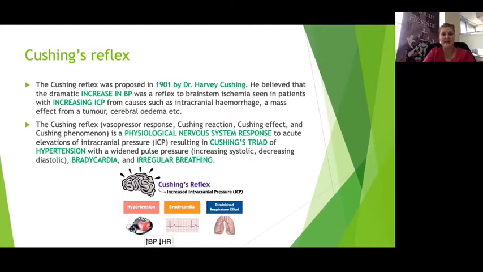It unfortunately has many names, and people refer to it either as the Cushing reflex, the vasopressor response, the Cushing's reaction, Cushing effect, or the Cushing's phenomenon. And just to realize that it is a physiological nervous system response to an acute elevation in ICP that results in this Cushing's triad, where you see hypertension with a widened pulse pressure, where you have a very high systolic blood pressure, low diastolic blood pressure, and then usually followed by a bradycardia with irregular breathing.